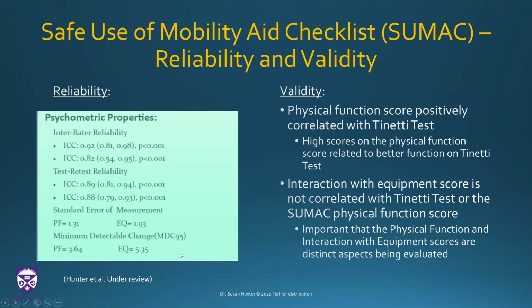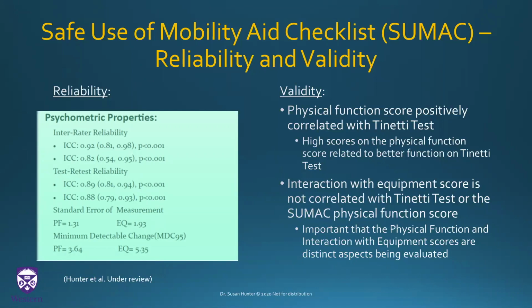The other thing we wanted to be able to use this tool for is to evaluate change over time. Usually people start with the mobility aid at one point in time and they will continue to use it. But we want to be able to say, has performance changed? And this is where the minimal detectable change score comes in. For physical function scores, we need to see a change of 4 or more. And for change in the safety score, we need to see differences in scores in excess of 5. This study that we did on the performance of the tool is under review for a journal.